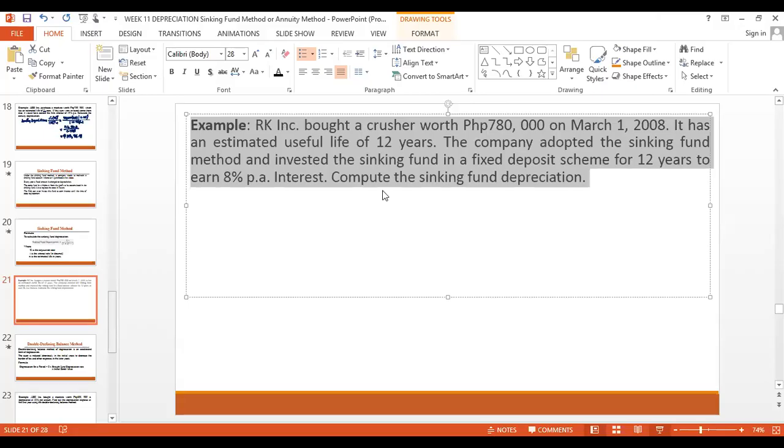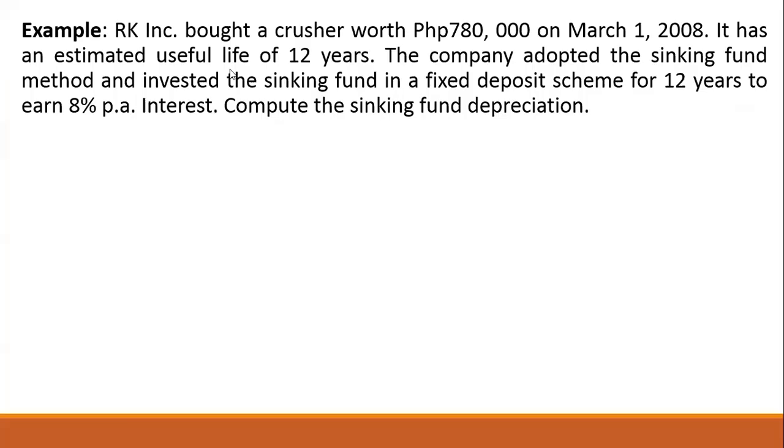Ayan, so RK Incorporated bought a crusher, okay, crusher worth 780,000 on March 1, and it has an estimated useful life of 12 years. So, napakahaba ng lifespan niya. Yung crusher na binili mo, 12 years. So, the company adopted the sinking fund method and invested it in a fixed deposit scheme for 12 years para maka-earn ng 8% per annum interest. So, per year, 8% yung interest. So, compute the sinking fund.